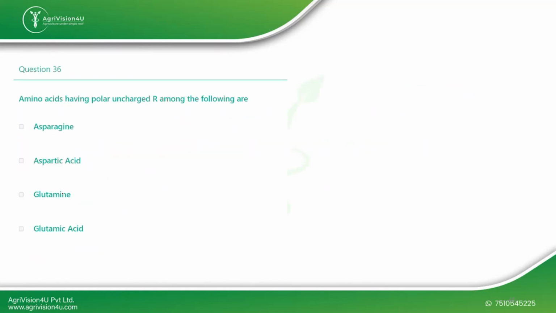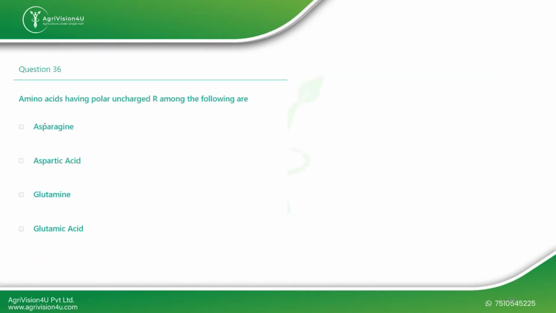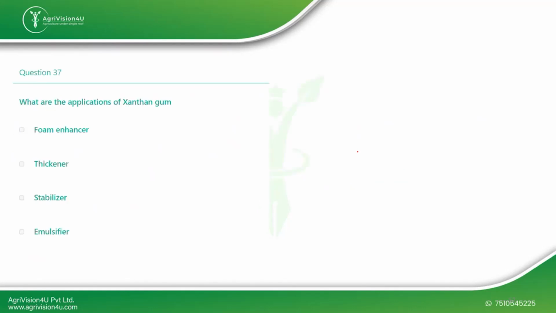Now, the next question is: amino acids having a polar uncharged R group among the following are. In amino acids, you will have essential and non-essential ones. Also, you will have polar charged, polar uncharged, and non-polar ones. So here, your correct answer is asparagine and glutamine. This is an MSQ type, meaning there will be no negative marking. So the correct answer is asparagine and glutamine, A and C, while aspartic acid and glutamic acid are the acids. So these will have the negative group.